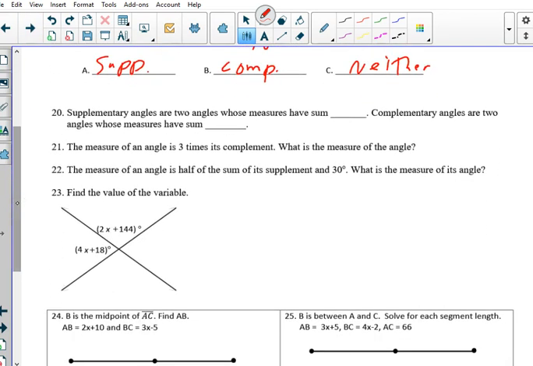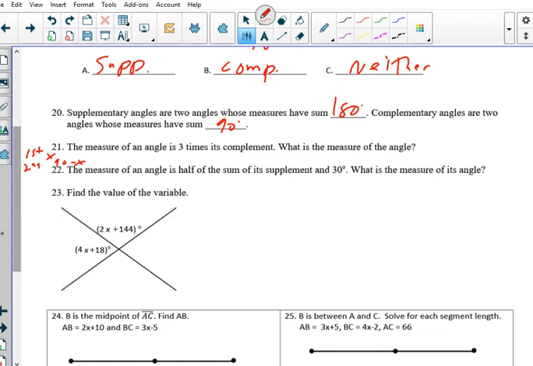Supplementary angles are two angles whose measures have the sum of 180 and complementary add up to 90. We already talked about that. The measure of an angle is 3 times its complement. Okay, there's not a lot of space here. So first we have our first angle. We'll call it x. Our second angle, which is the complement, is 90 minus x, right? If we knew the first angle was 30, we would do 90 minus 30 to get 60. So we take 90 minus the angle to get its complement.